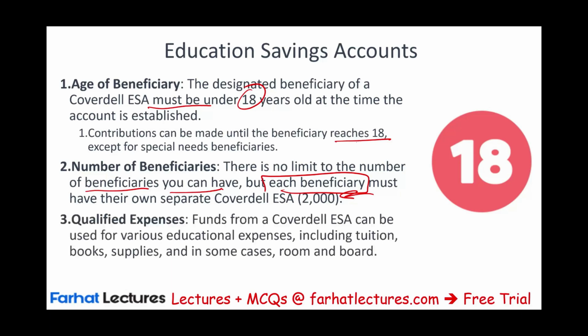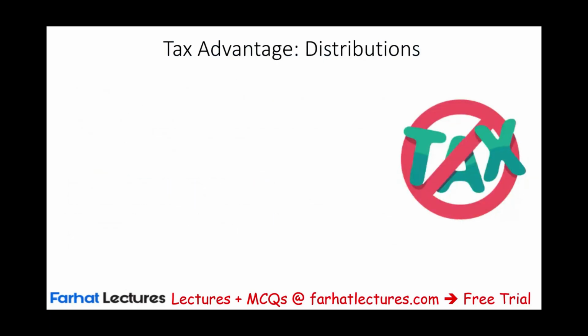Qualified expenses: funds from this Coverdell ESA can be used for various educational expenses. Remember, elementary school, high school, college, books, supplies, and in some cases, room and board, of course, tuition. So what is the tax advantage of it? So you're putting money away.